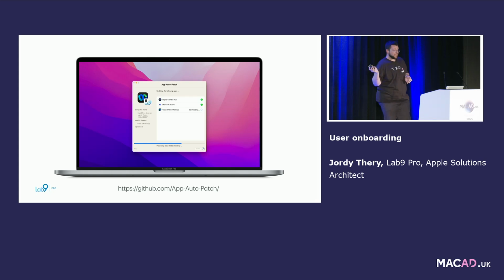Like I said, patching your apps, equally important. There are many ways to do that. This is yet another way to do that. This is called App Auto Patch, which is a tool that's built on top of Installomator. So this will scan your app library. It will match those apps to Installomator labels, check for updates, and then present those updates to your end users in a pretty user-friendly way.